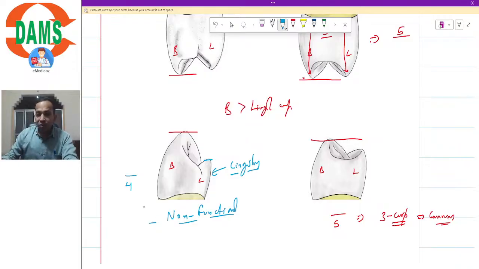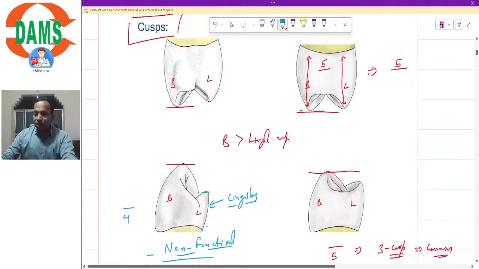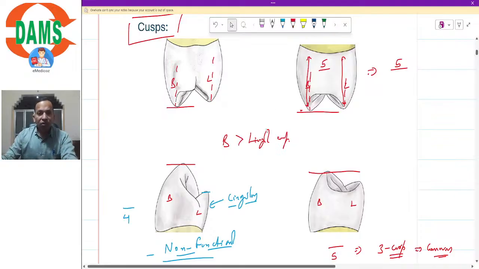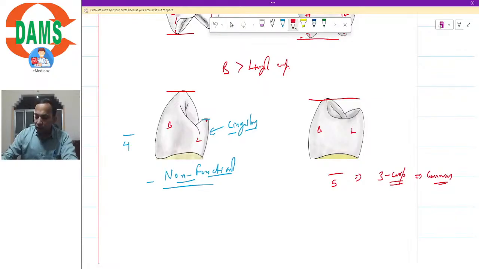This is the only cusp which is non-functional. So if someone asks you which tooth has a non-functional cusp, it is the mandibular first premolar. Also, when you notice the placement of these cusps, you would see that all the cusp tips are within the crown outline, right? But in the case of the mandibular first premolar, the cusp tip lies outside the crown outline. The mandibular second premolar is marginally inside the crown outline, isn't it?